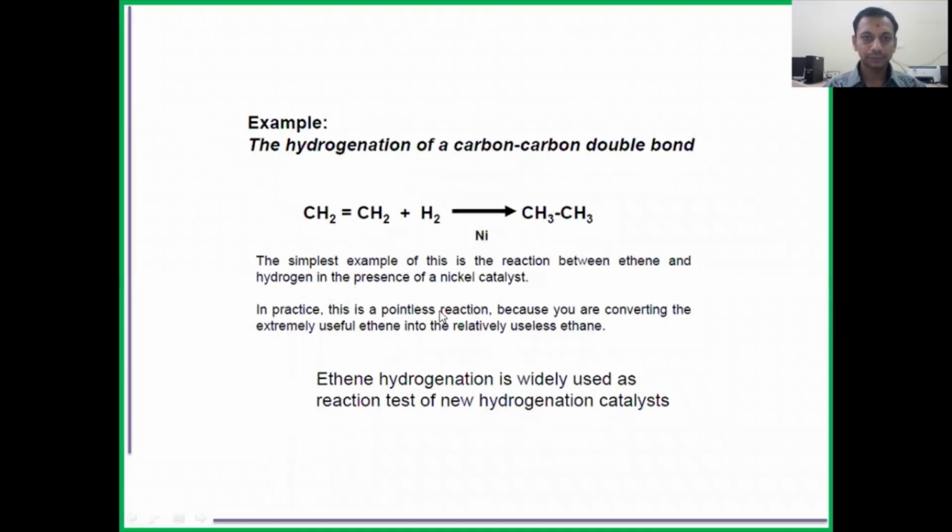So the example, hydrogenation of a carbon-carbon double bond. You can see a very popular example. At last, you can get the alkane by hydrogenation of alkene, and the catalyst you have to use is nickel. The simplest example of this reaction is between ethene and hydrogen in the presence of nickel catalyst. In practice, this is a pointless reaction because you are converting the extremely useful ethene into relatively useless ethane. Ethene hydrogenation is widely used as a reaction test of new hydrogenation catalysts. This can be possible sometimes.